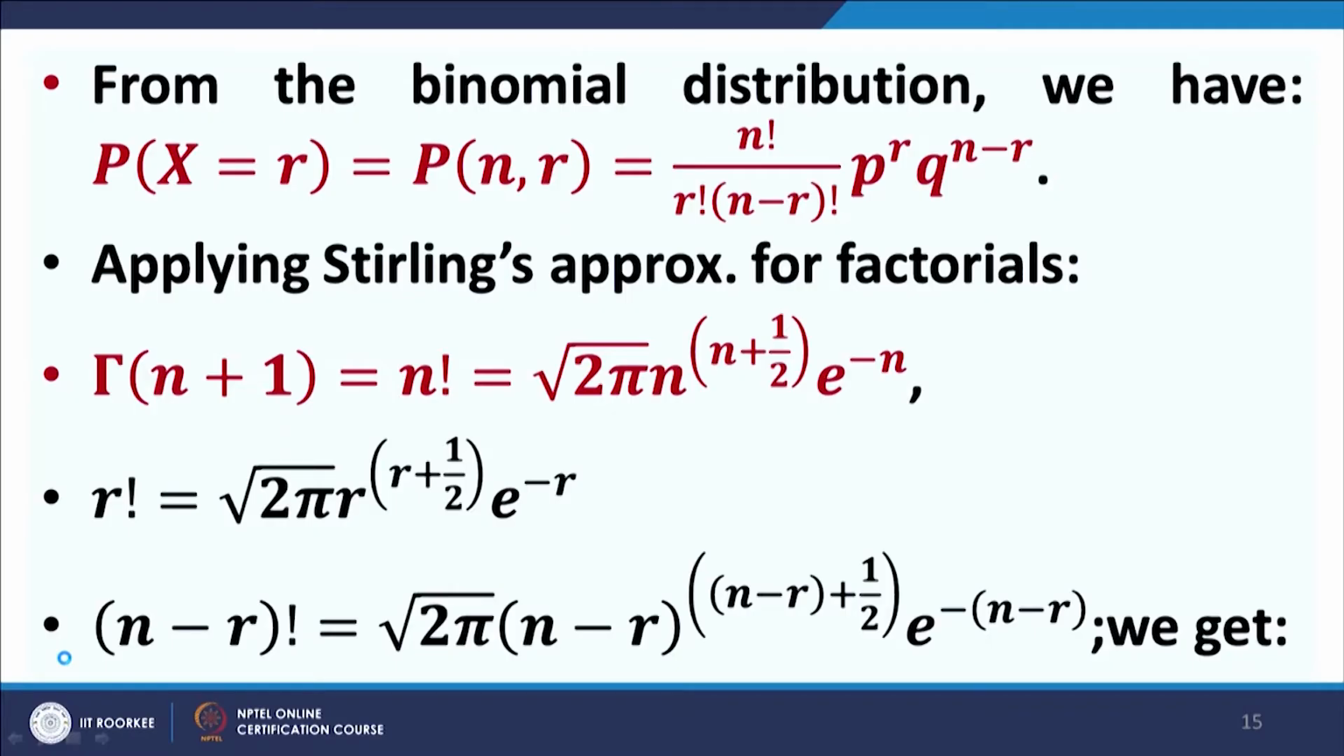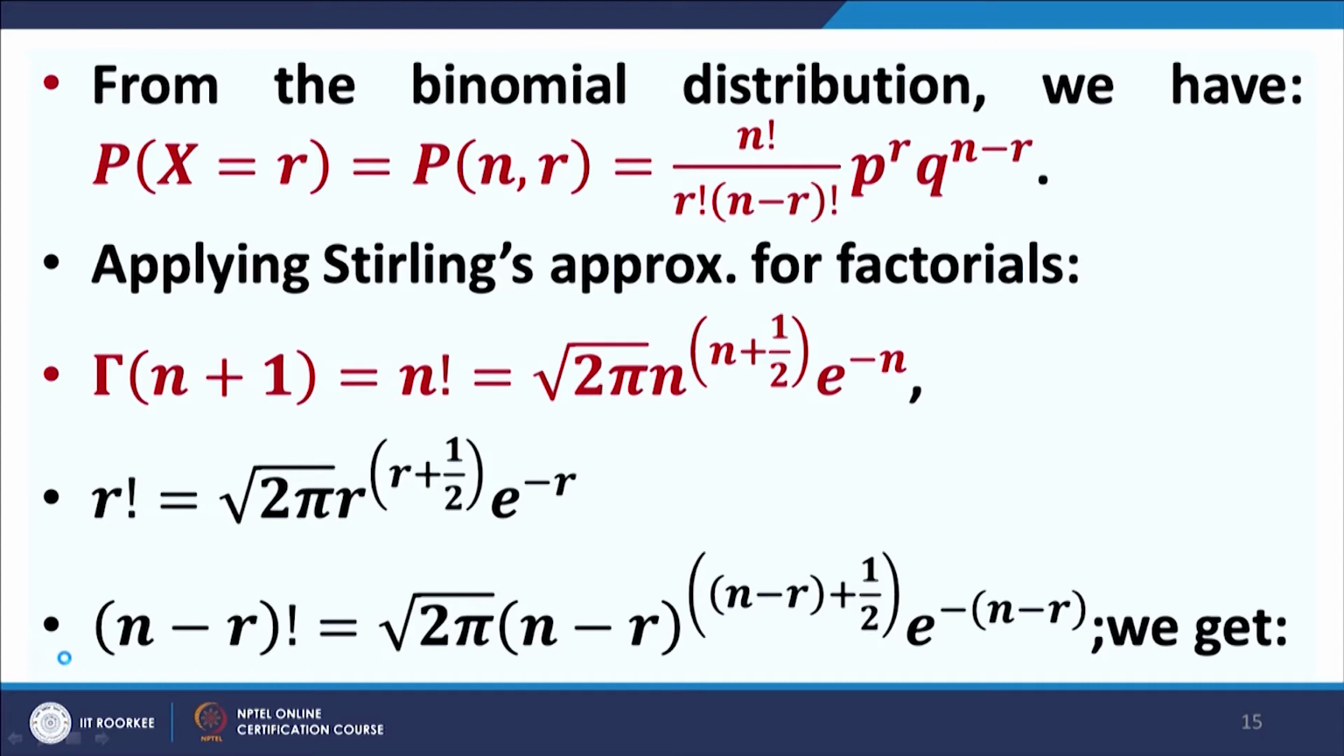Now, we look at a special case of the binomial distribution in which n tends to infinity, that means the number of trials tends to infinity, but np, the mean, is finite. We introduce a new variable z. Capital X was the binomial variable. We introduce a new variable z defined by z equal to (x minus np) upon under root npq.